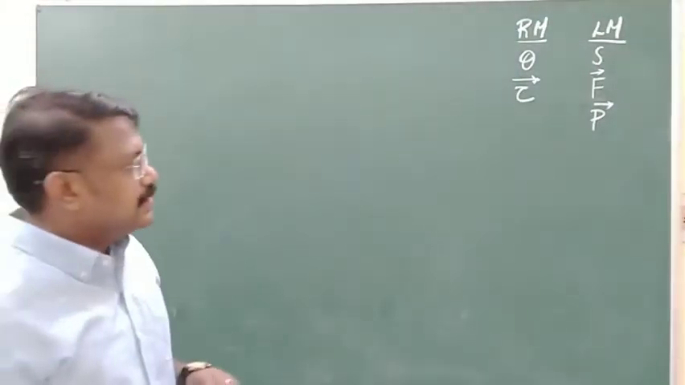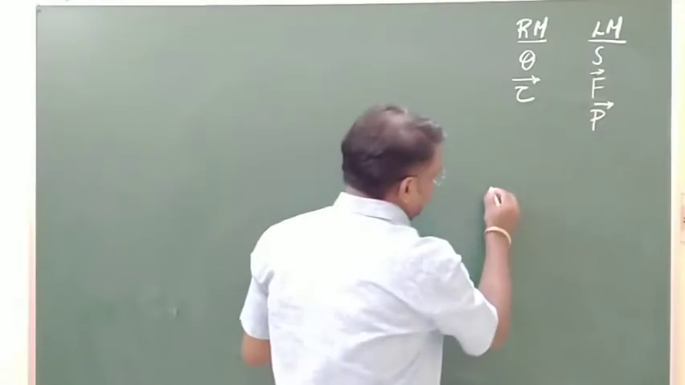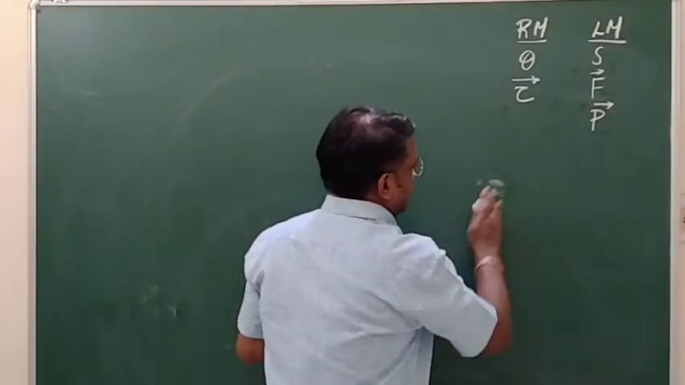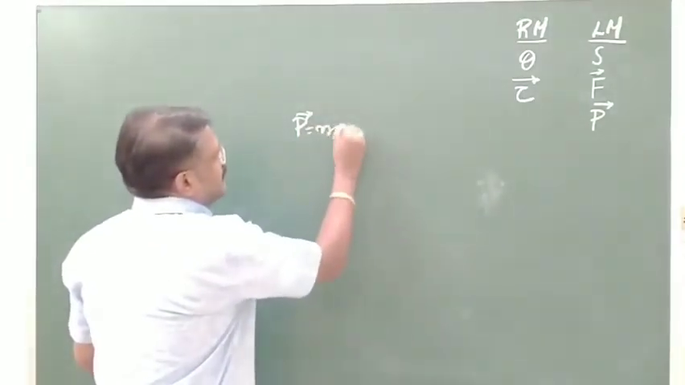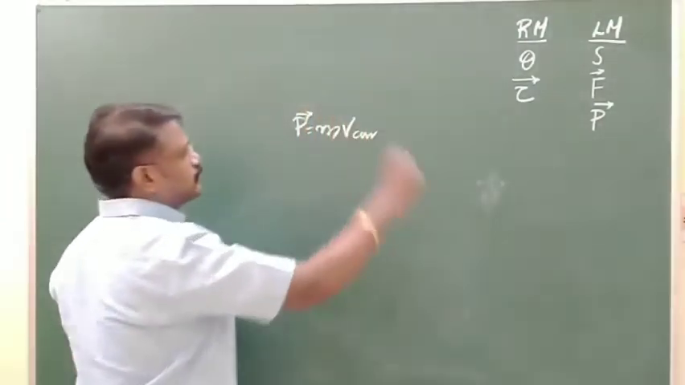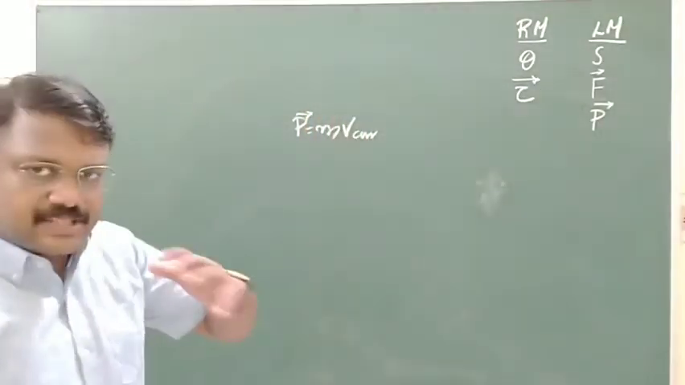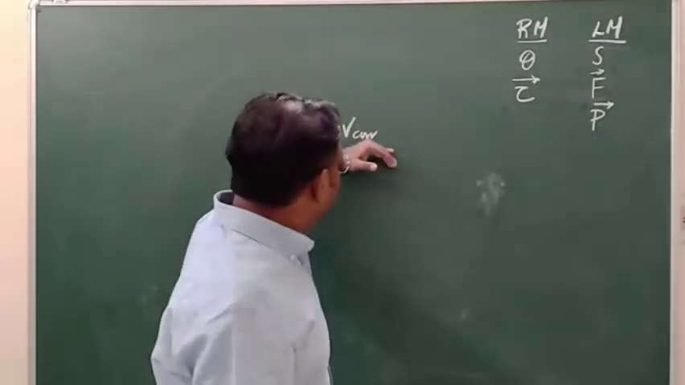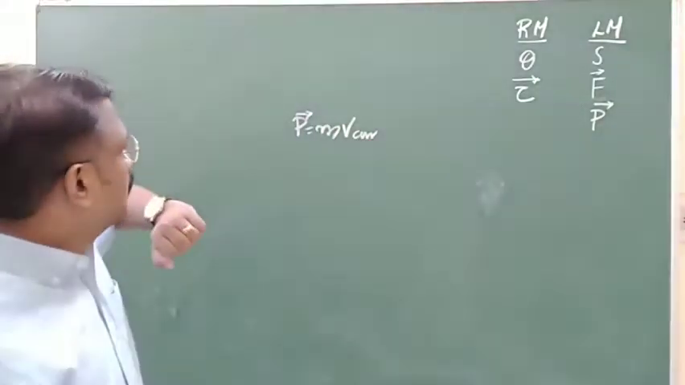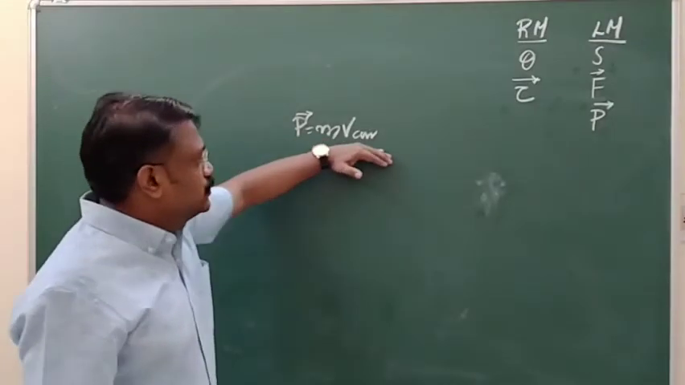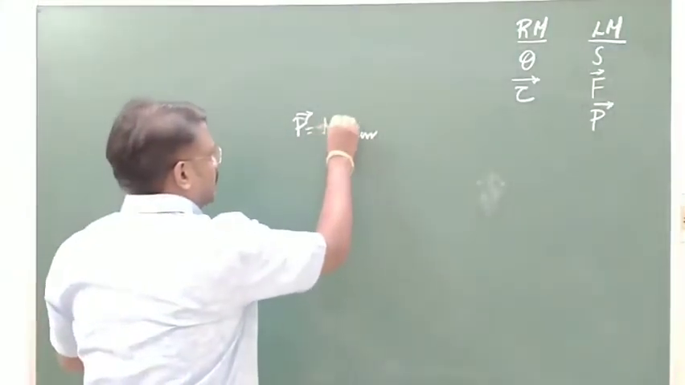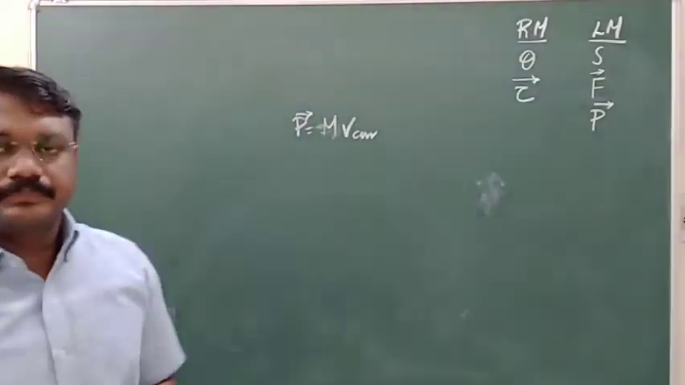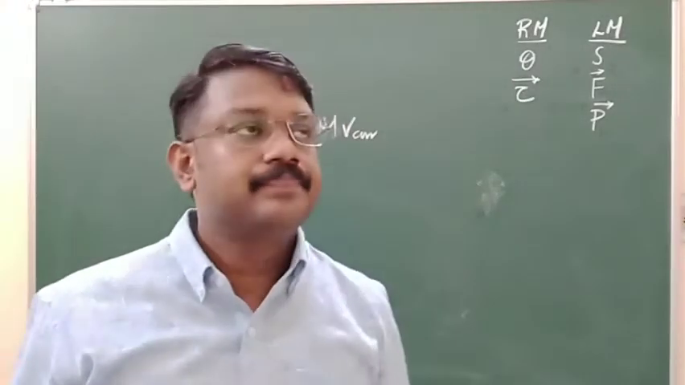How can you get it? Momentum is defined as P is equal to mass into velocity of center of mass. That we have already seen. For a rigid body, we can say P is equal to M into VCM, the velocity of center of mass.